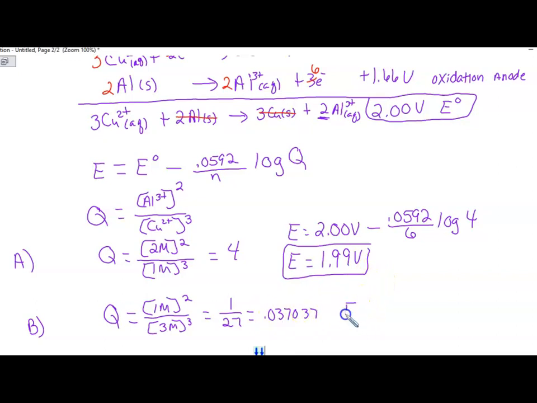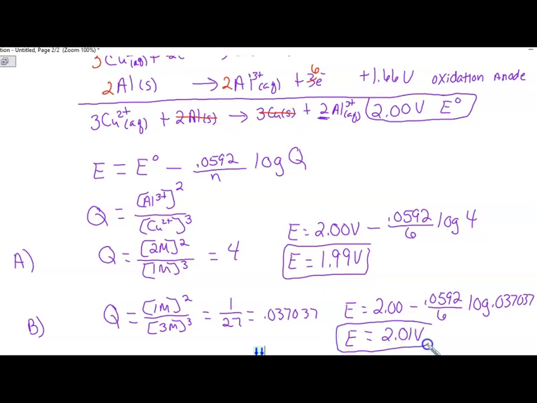When we solve it, we get E equals 2 volts minus 0.0592 divided by 6, again, same problem, log of the 0.037037, etc. And we are going to see the voltage. We increased the product, so we should get a higher voltage, and unfortunately, it's not a huge amount of difference. So we should be getting that. Hopefully that's not bad.